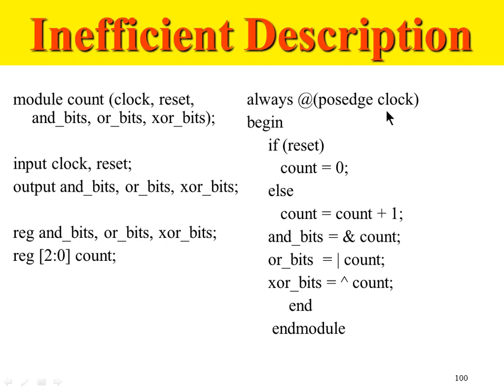Always @(posedge clock). This is a synchronous design. Begin the always block. If reset, count gets 0. Count is reset. Else count gets count plus 1. So I'm incrementing count by 1 if reset is not activated.